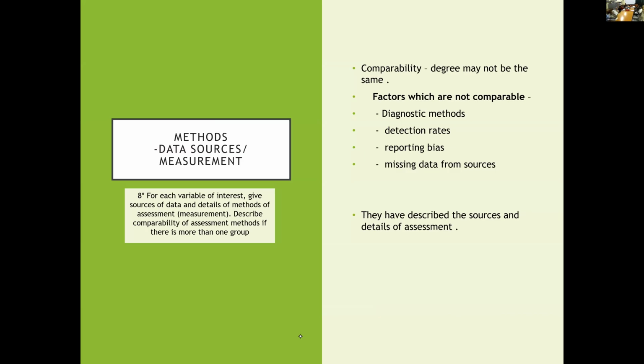So, factors which are not comparable. There are 3 different sources, so we do not know if they all have the same diagnostic criteria. If there were some things which were not reported, if there is reporting bias, if there are detection rates, or whether their criteria were the same or not, we do not know. And if there are data sources which are missing, which are not reported in the registry, those parts we don't know. But they have taken all available sources of information on lung cancer.